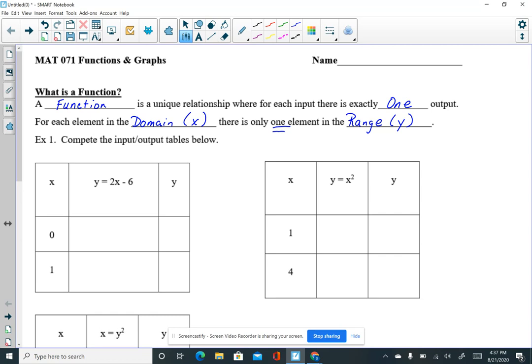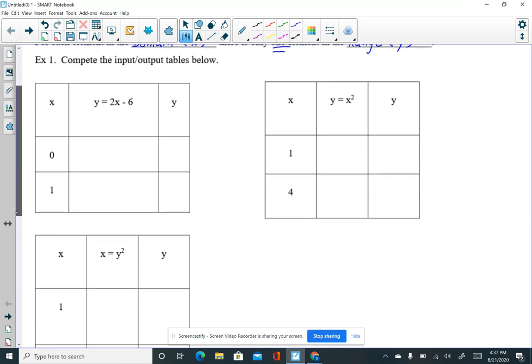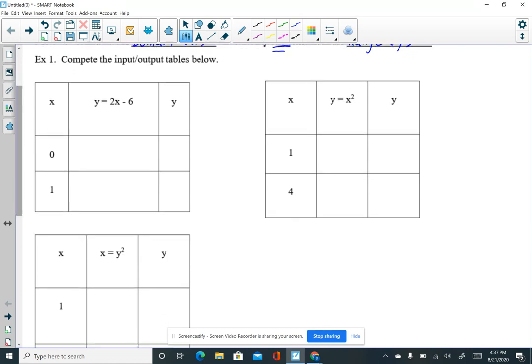So in example one, I've just got here for you 3 tables that we're going to investigate, and determine if these are functions or not. Does each element of the domain correspond to exactly one element in your range? So here in example one, the first table, I've got the function y equals 2x minus 6, and I've just picked 2 x values here. I want to keep it pretty straightforward.